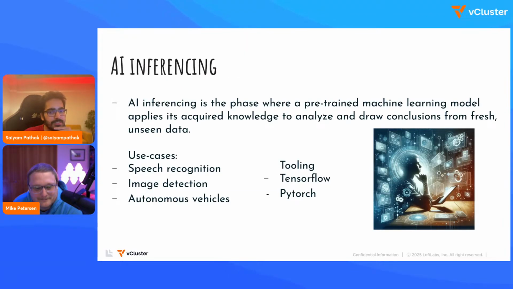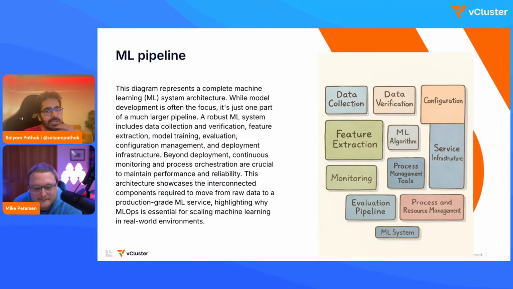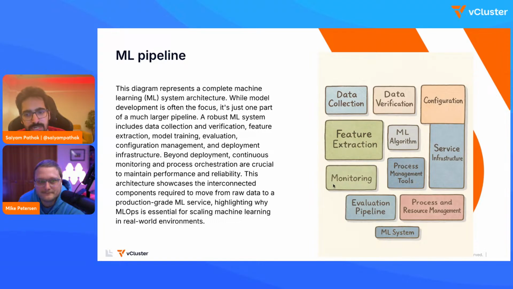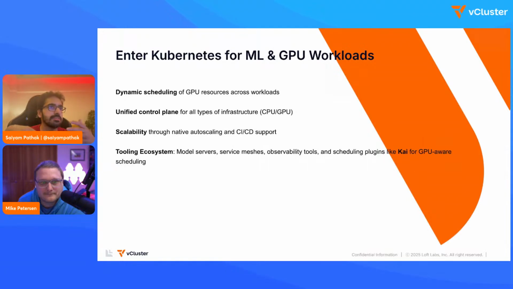Inferencing is one part where, once you train your model and you want to make it available for internal teams or customers, you do AI inferencing. That's the whole pipeline, right? You do data collection, verification, configuration, feature extraction, ML algorithm. A robust machine learning system includes all these things, and beyond deployment, monitoring, CI/CD, the pipelines, MLOps. How does this happen? This can only happen on a system like Kubernetes. Doing it with individual components, only on machines or virtual machines or bare metal GPU instances, is pretty tricky. So you need dynamic scheduling of GPUs, a unified control plane, scalability, and the whole tooling ecosystem, because it already has schedulers, and it already has ways to run multiple schedulers, which is something we'll cover on 26th.